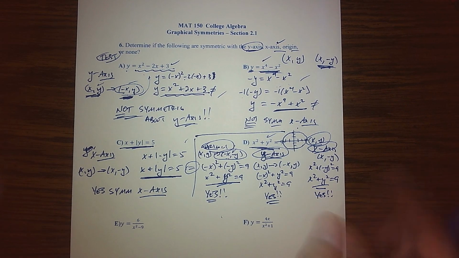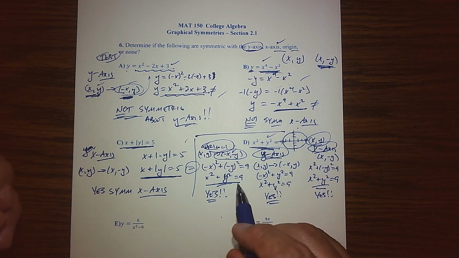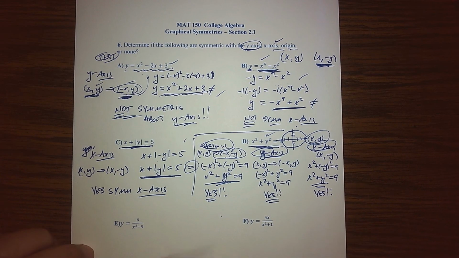It's all about solution points. Am I a solution to the equation? If I am, then yes, we're symmetric. If I'm not, then no, we're not. Right? So we'll do the next two in another video.